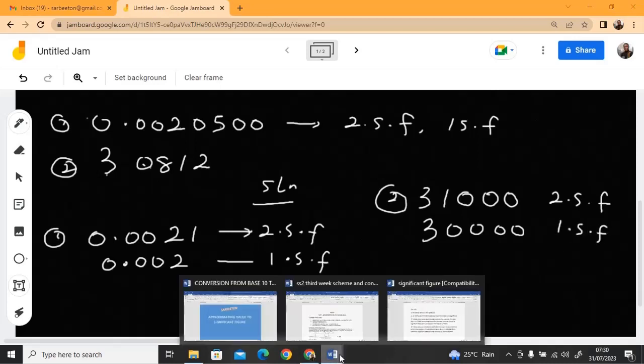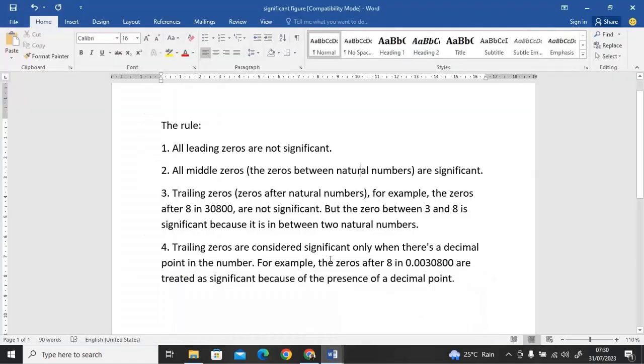Now let's move on to the third rule. The third rule says that trailing zeros, 0 after a natural number, for example the 0 after 8, are not significant, but the 0 between 3 and 8 is significant because it's between two natural numbers. I think this and this are the same thing, they are very familiar. Now this one I've explained earlier, I don't need to explain it again. Now this is where it gets easier.